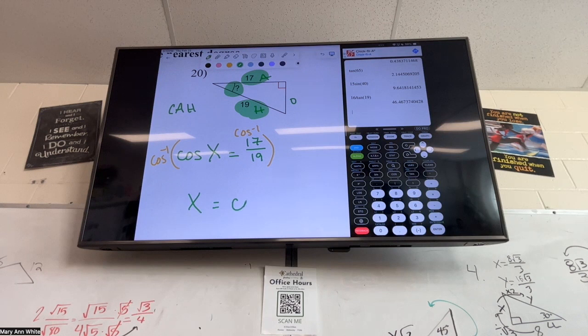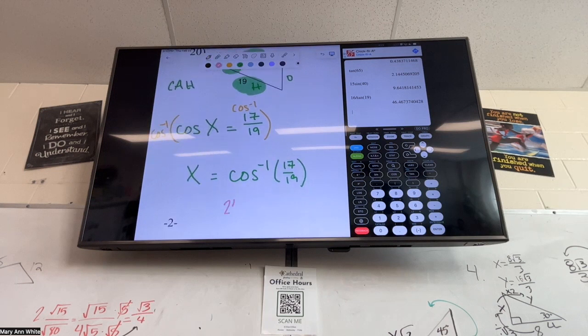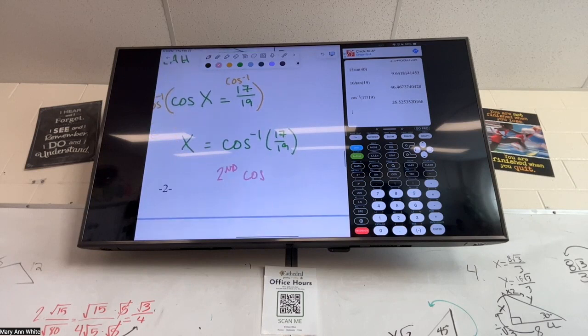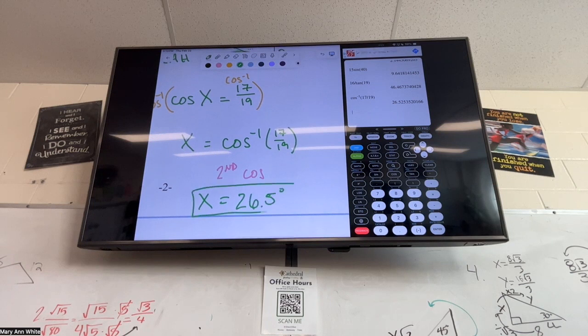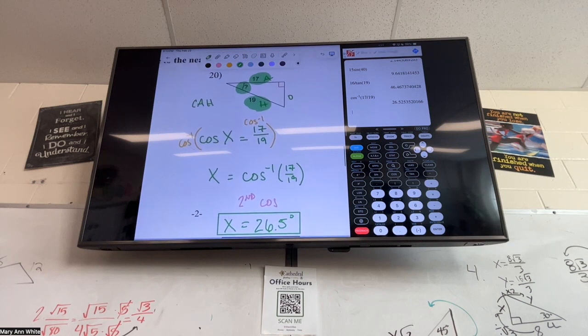So we are gonna have cosine to the negative first of 17 divided by 19. In your calculator, you press second and then cosine. So second cosine and then 17 divided by 19. That is your answer, and that is in degrees. 26.5 degrees.